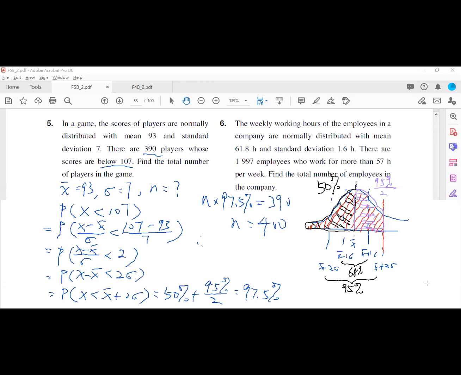And then you just write down the conclusion. Therefore, the total number is 400. So that is how we can find the total number.